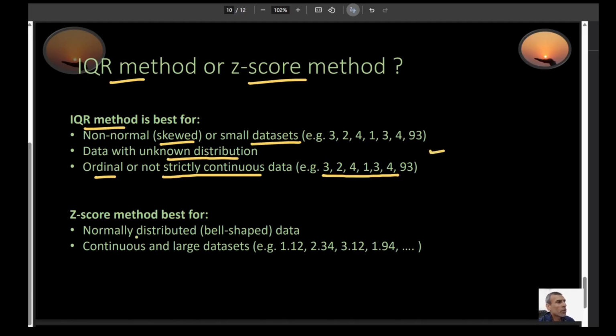The z-score method is normally suited for normally distributed data, and also if your data is continuous and has large values. For example, take a look at this one, 1.12, 2.34. These are all continuous values.